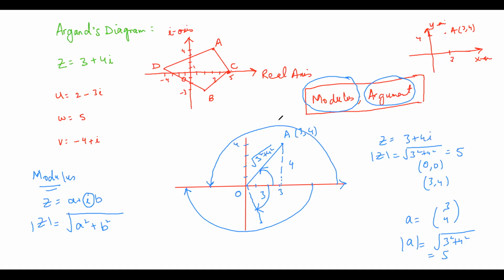So now let's practice some questions on the argument of complex numbers. Let me go to the next page. Okay, now suppose there's a complex number z, which is, let's say, 2 plus 2 iota.